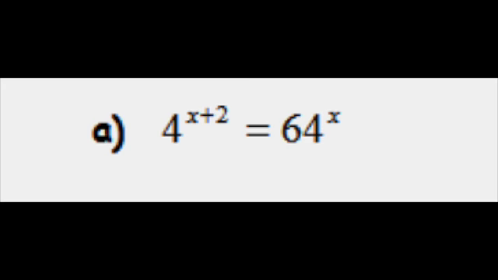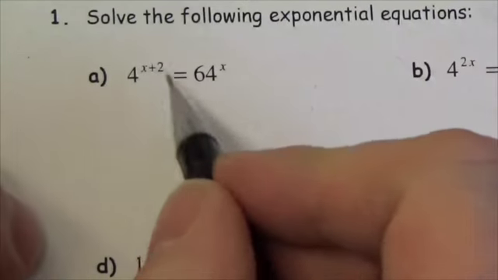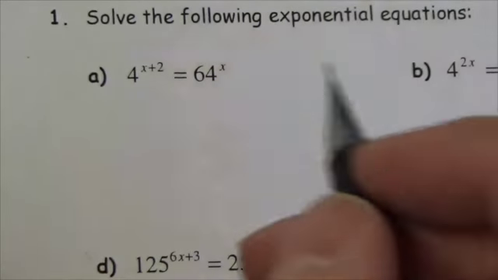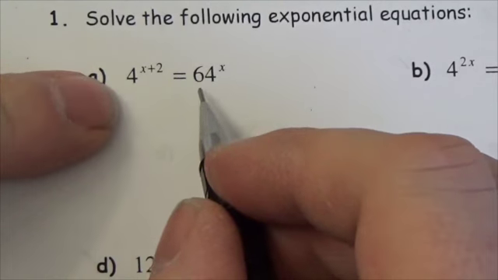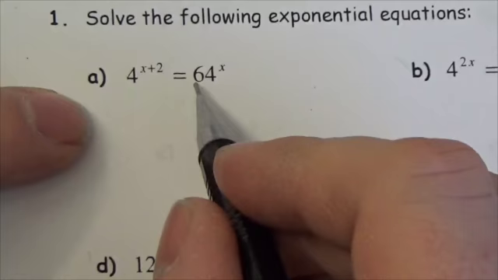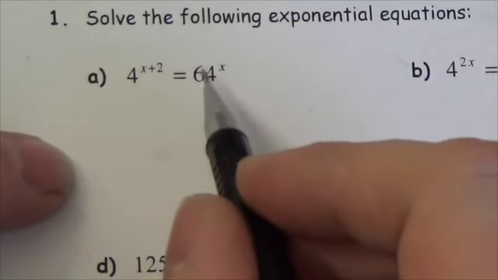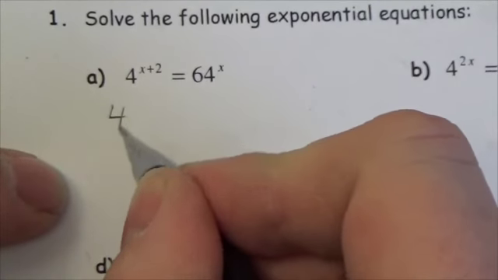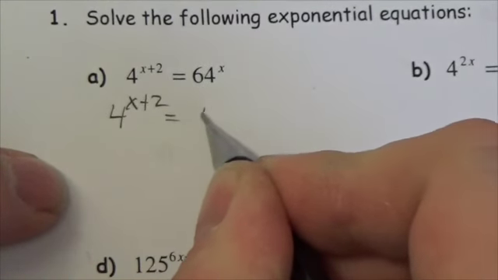Solve the following exponential equations. 4 to the x plus 2 equals 64 to the x. Okay, here we go. Exponential equation, variable in the exponent. Now I want to look for a common base here. There are a couple, because I can see right now that these are both powers of 2. But more easily, and it may be a little bit less obvious, 64 is actually a power of 4 as well. 64 is actually 4 cubed.